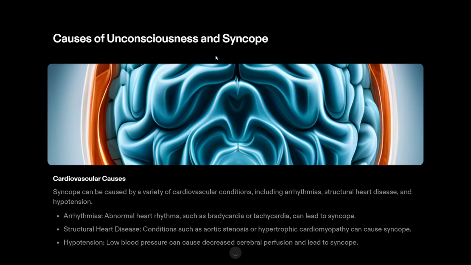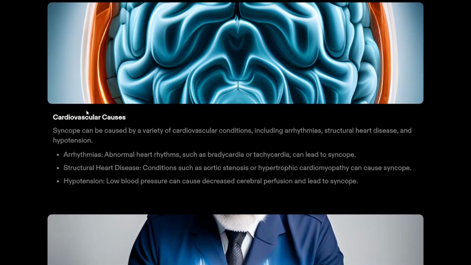Causes of unconsciousness and syncope. First one, cardiovascular causes. The syncope may be due to different cardiovascular conditions such as arrhythmias, structural heart diseases and hypertension. In case of arrhythmias, if there is an abnormal heart rhythm such as bradycardia or tachycardia, there will be decreased blood supply to the heart. Thus, it leads to syncope.